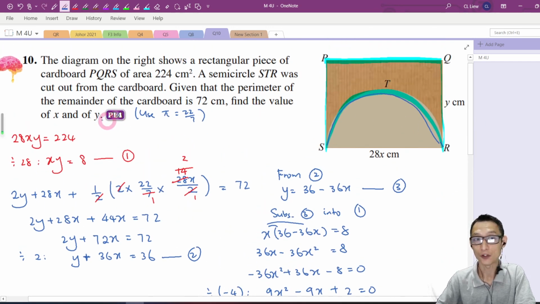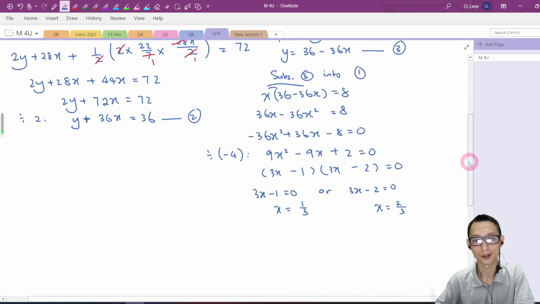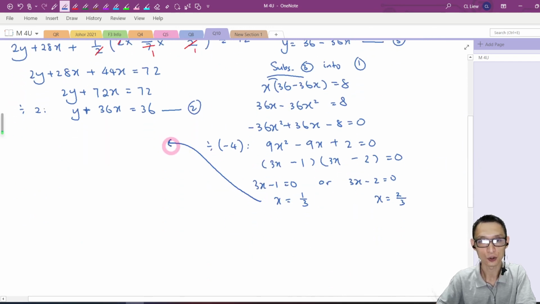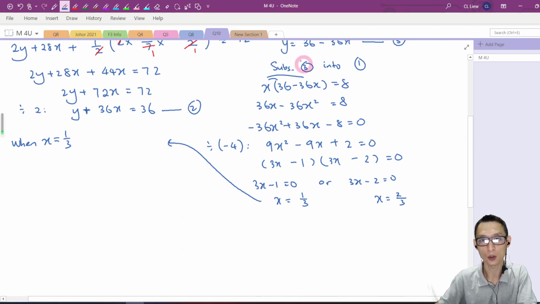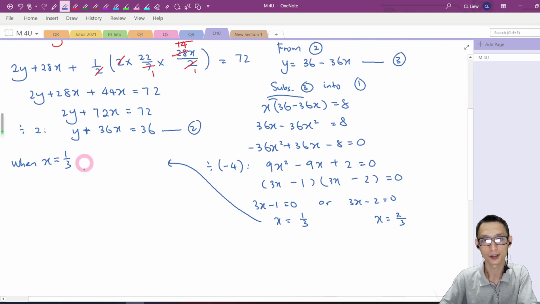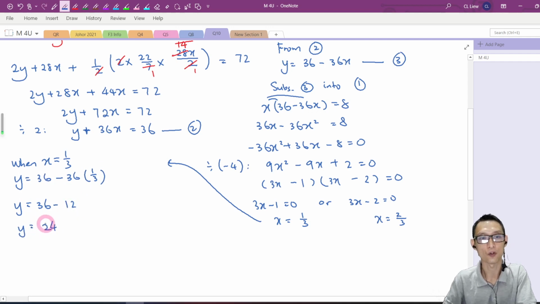So we want to find the value of x and y. Let me continue doing it here. When x is equal to 1 over 3. So what's the value of y? Y is equal to 36 minus 36x. So y is equal to 24.